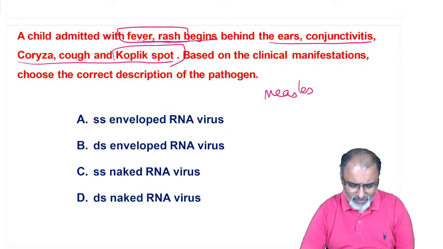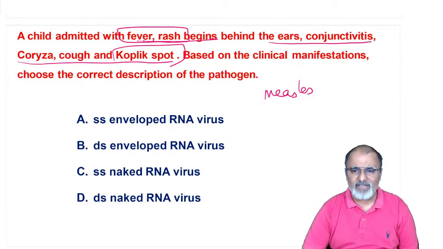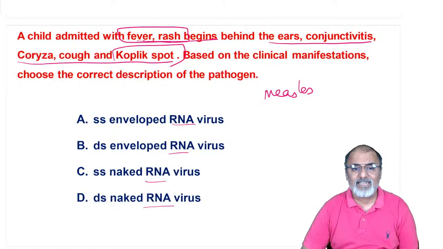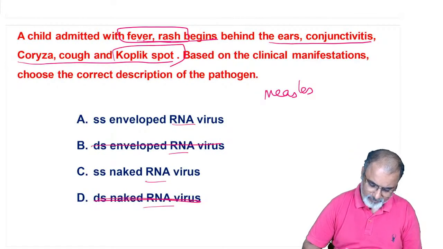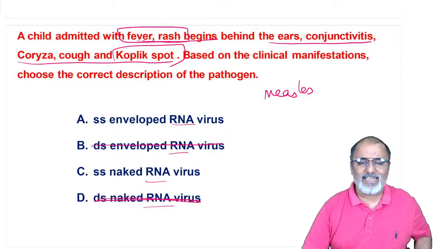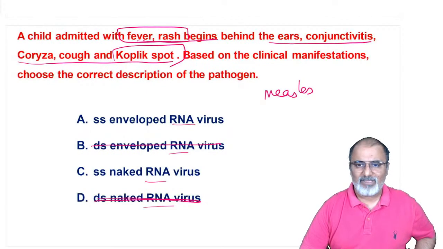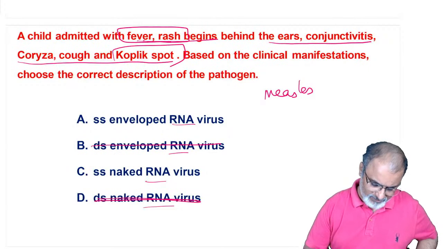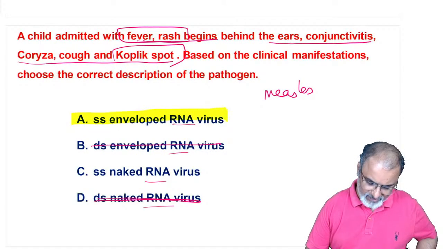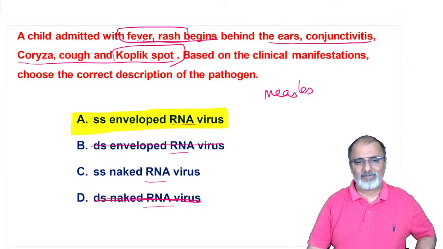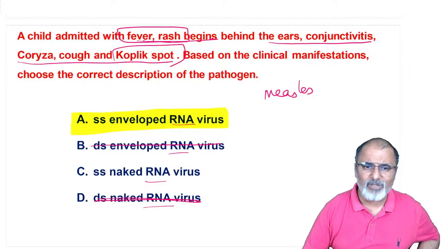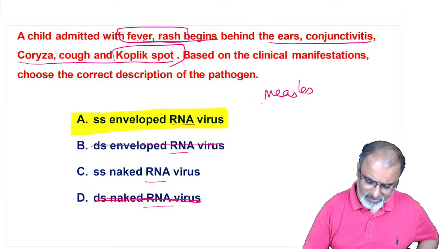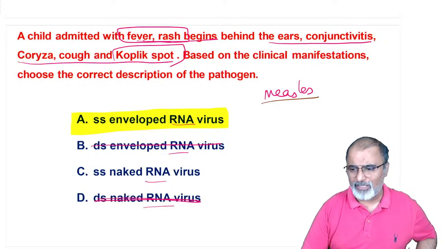But they ask the question very simply, what about the measles? Is it an RNA virus or DNA virus? RNA virus, very good. Single stranded or double stranded? Single stranded RNA virus. So I'll remove these two choices. Now the game starts. Is it enveloped or non-enveloped? It comes under Paramyxoviridae. Measles is a single stranded enveloped RNA virus. Okay, it's a case of measles. They're not asking directly about measles, they ask some point related to measles.